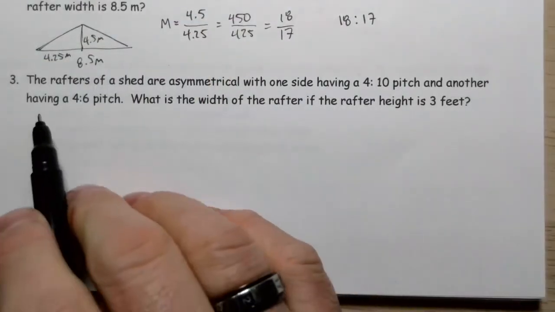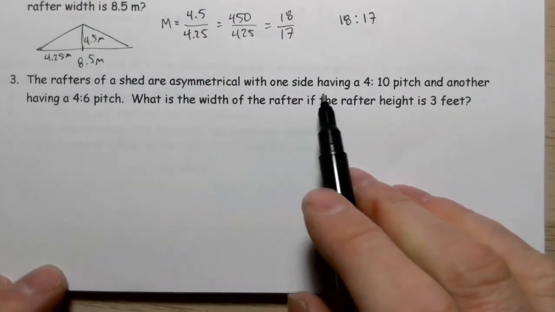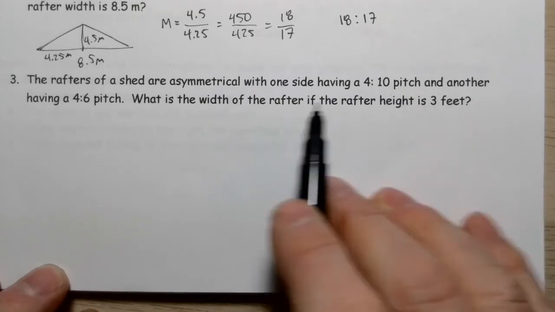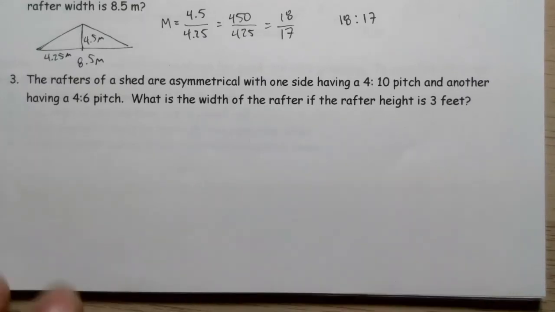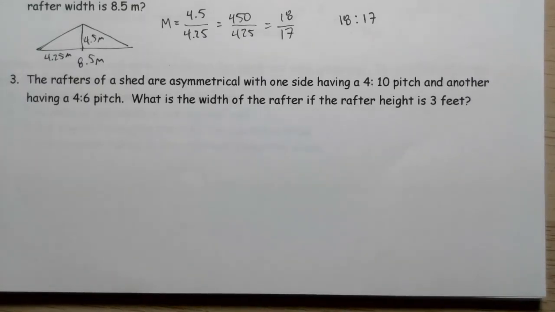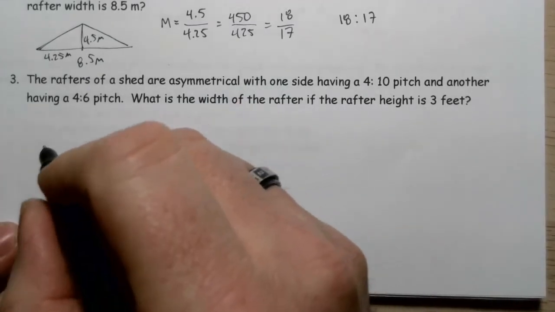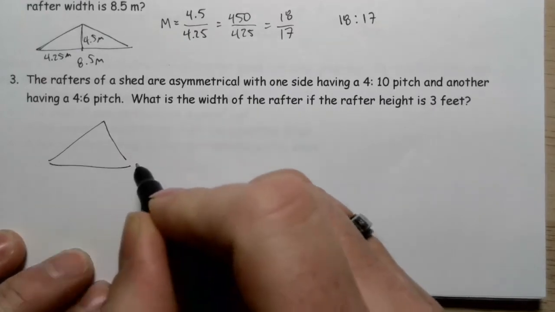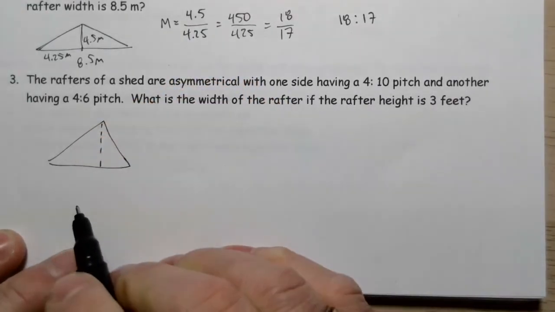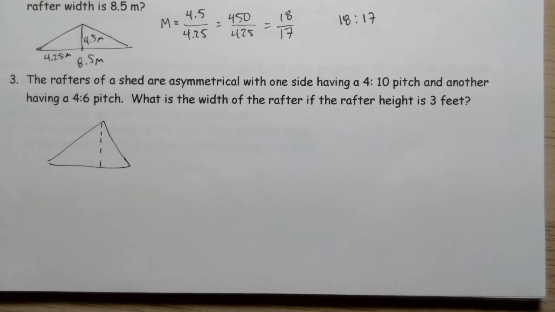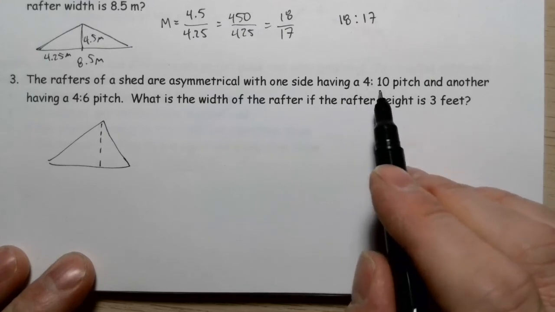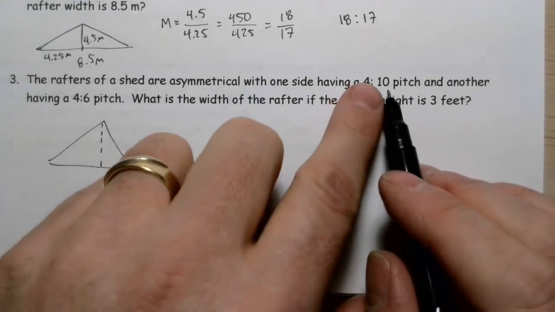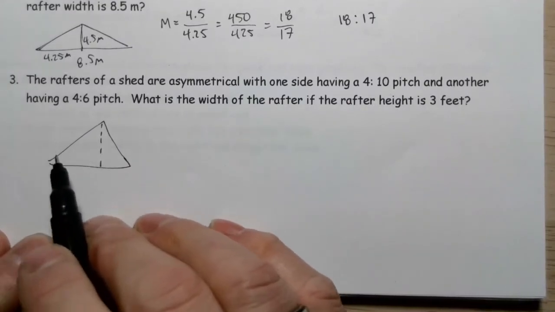Now, last question here. The rafters of a shed are asymmetrical, with one side having a pitch of 4 to 10 and another one having a 4 to 6 pitch. Oh boy. What is the width of the rafter if the height is 3 feet? Okay, now that's a good question here. So what we're going to have here is, here's our rafter here. The pitch is smaller on one side than it is for the other here. So 4 to 10, remember this is rise over run, rise over run. As soon as the run gets larger here, that's not quite as steep.